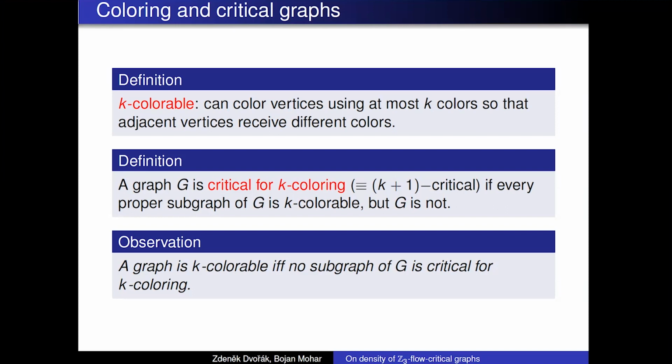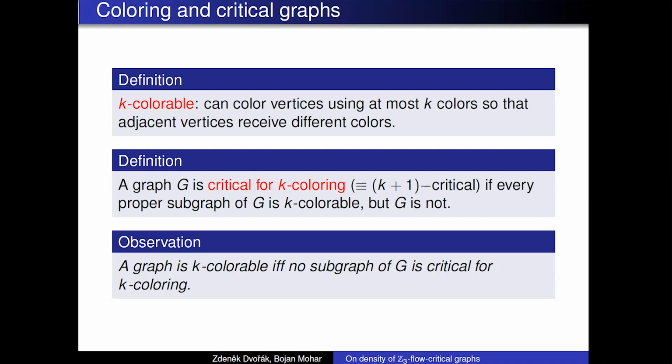The motivation for this definition is that graphs critical for k coloring are just minimal non-k-colorable graphs, meaning that they are precisely the obstructions to k colorability, in the sense that a graph is k colorable if and only if it doesn't contain any of these obstructions as a subgraph. So if you are able to say something interesting about graphs critical for k coloring, it will automatically imply some interesting results about k colorability.